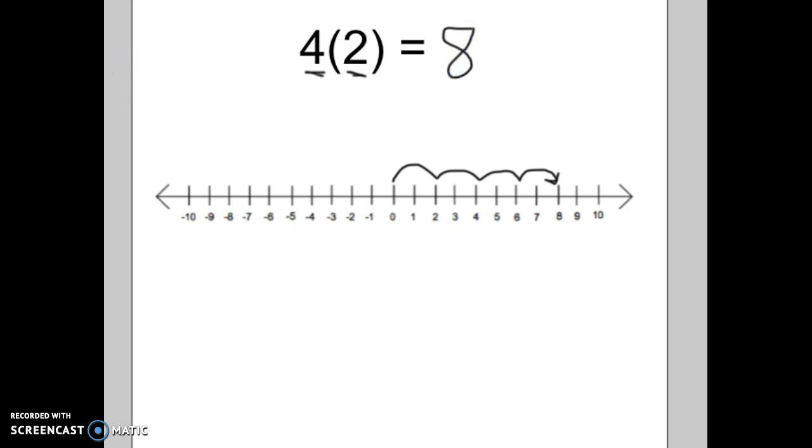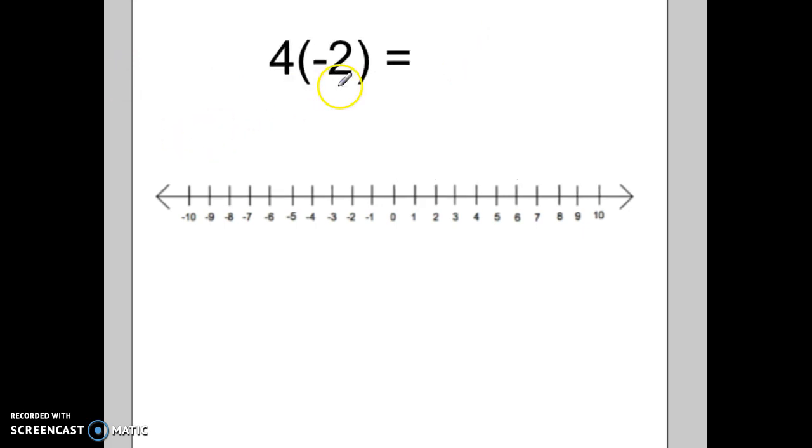and end up at positive 8 because we had groups of positives. Our second one, this time if you look at the second number, it's negative. So we have 4 groups of negative 2. We have groups of negatives. So if we have groups of negatives, we're heading in the negative direction. 1, 2 jumps, 3 groups, and there's our 4th group. We end up at negative 8.